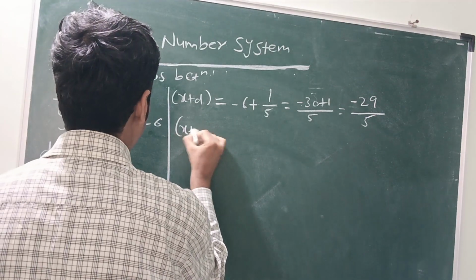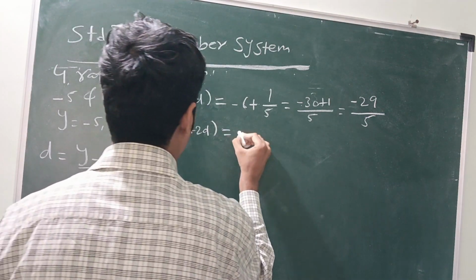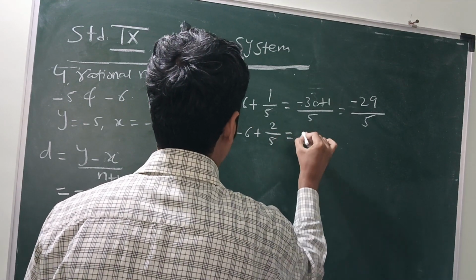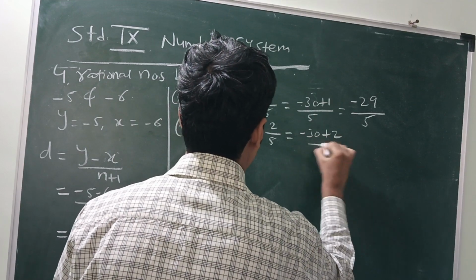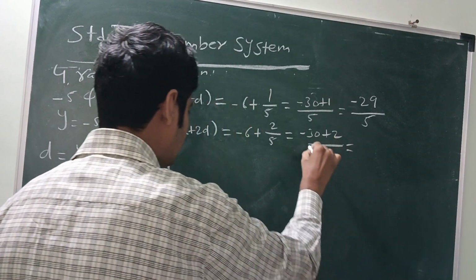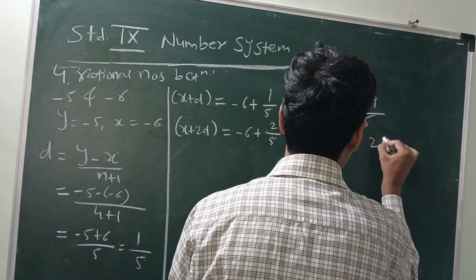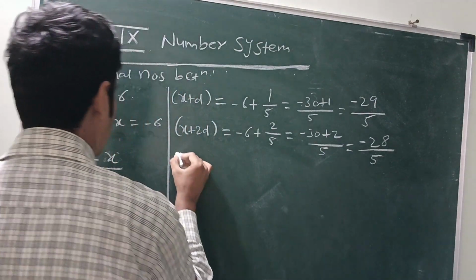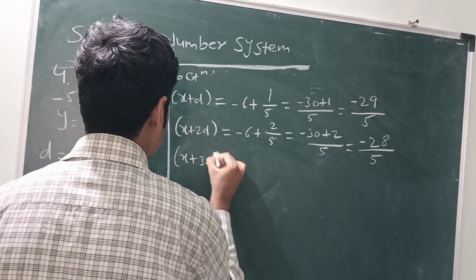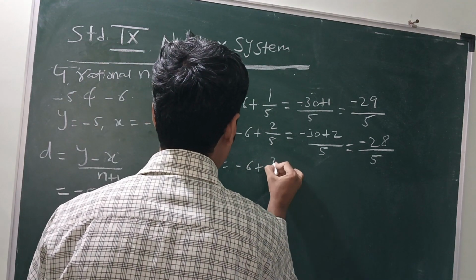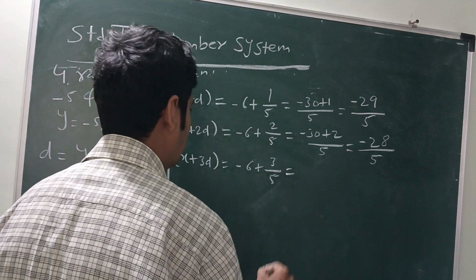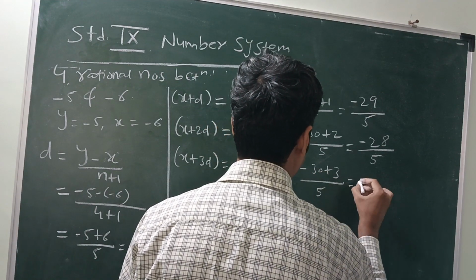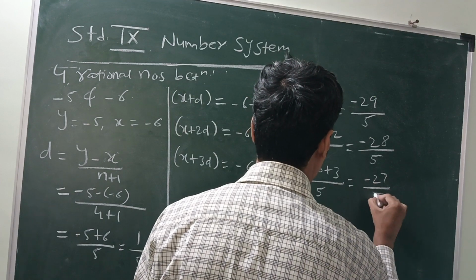Second rational number, x plus 2d. Again -6 plus 2 upon 5, which is equal to -30 plus 2 upon 5. 30 minus 2 is 28. So -28 upon 5 is your second rational number. The third rational number is x plus 3d, -6 plus 3 upon 5, which is equal to -30 plus 3 upon 5, which is equal to -27 upon 5.